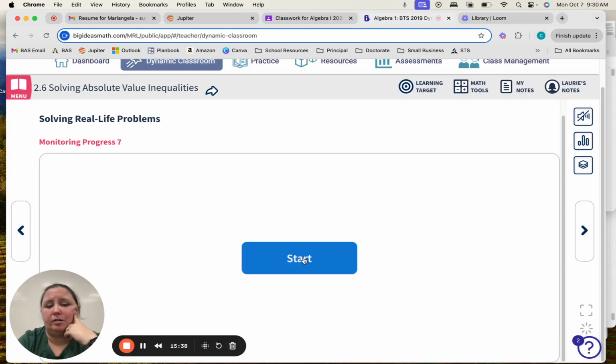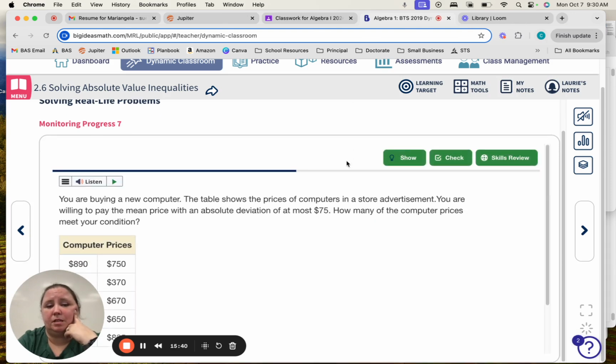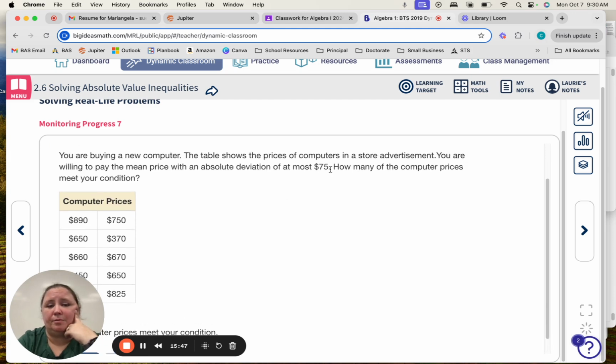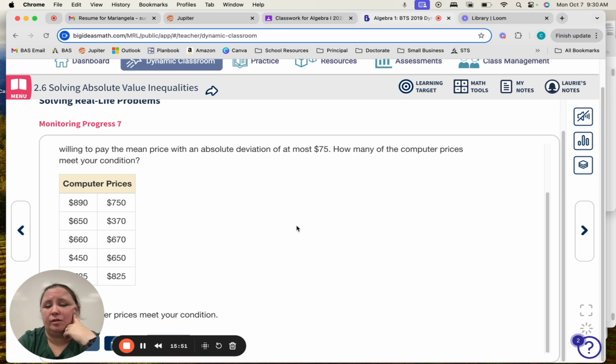All right, so everybody do number 7. It's probably very similar. Yep, look, you're even still buying a computer. Same number. It's all the same except for the absolute deviation is what? 75. All right, so you know how to set up that.